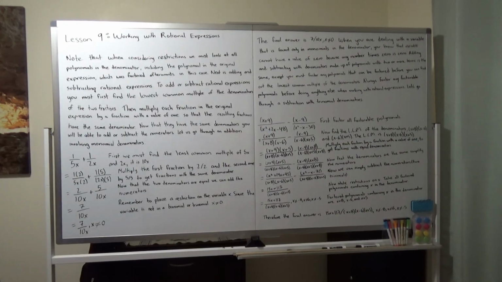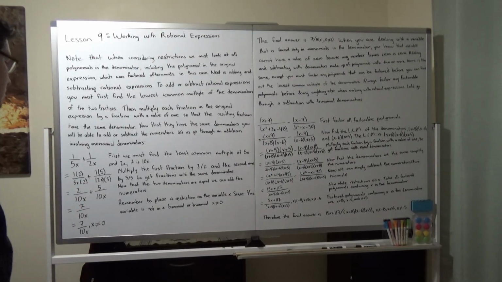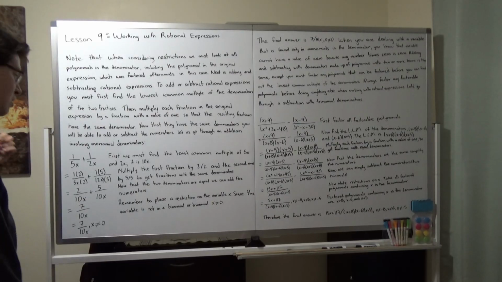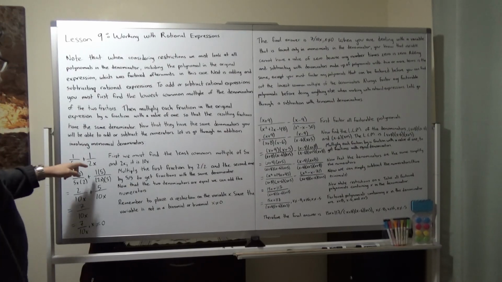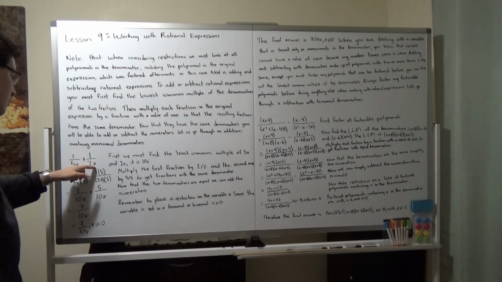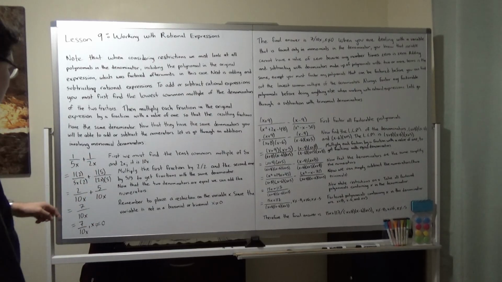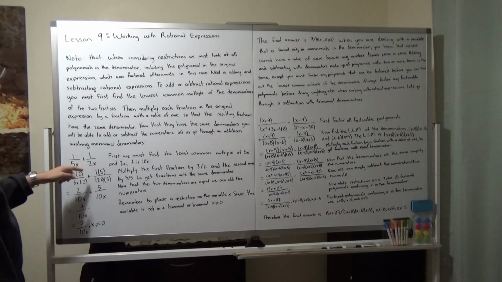Now that the two denominators are equal, we can add the numerators. 2 plus 5 is 7, so we get 7 over 10x. Remember to place a restriction on the variable x. Since the denominator is a monomial, x cannot be equal to 0, because 10x cannot be equal to 0.